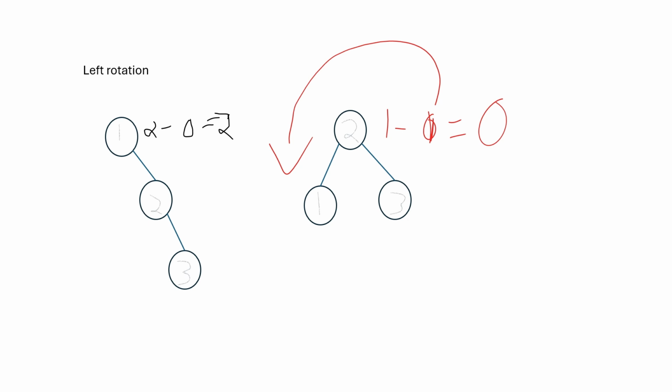It's right heavy because the balance factor of this node is positive. So it's 2, so it's going to be a left rotation. And you can see now you have a 0 balance factor.